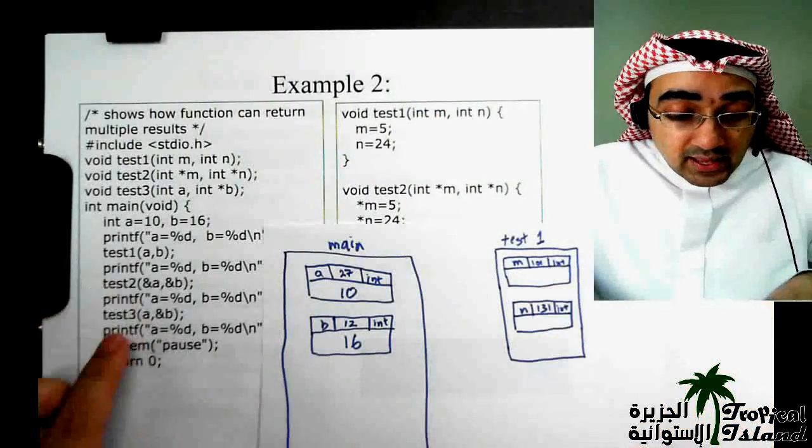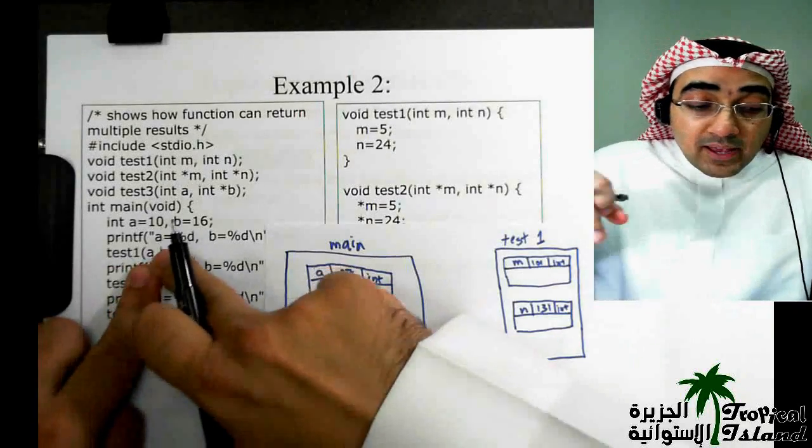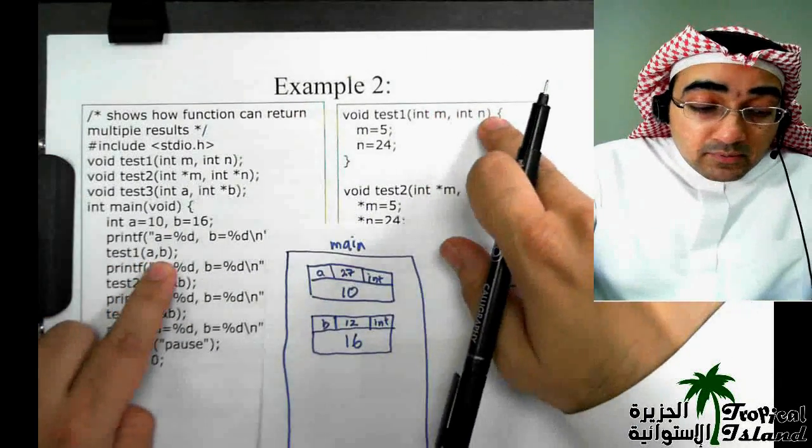Then you have test1, and you're passing the value of a to m and the value of b to n.